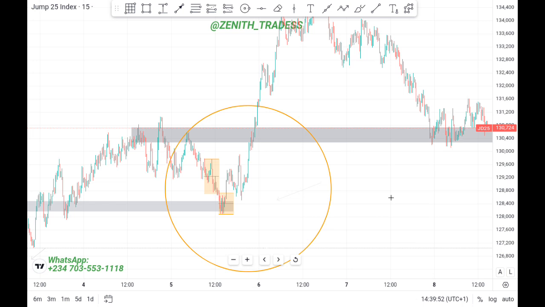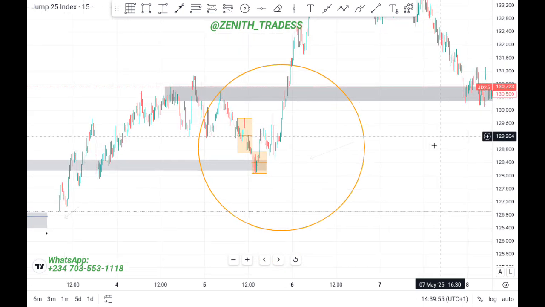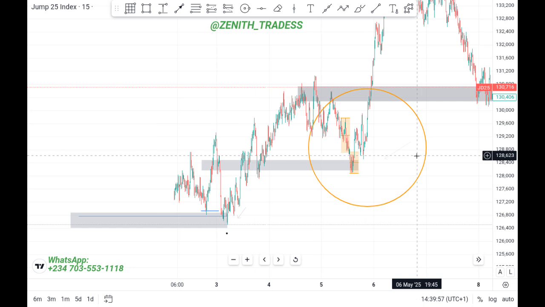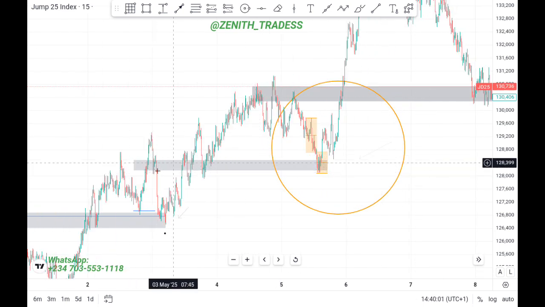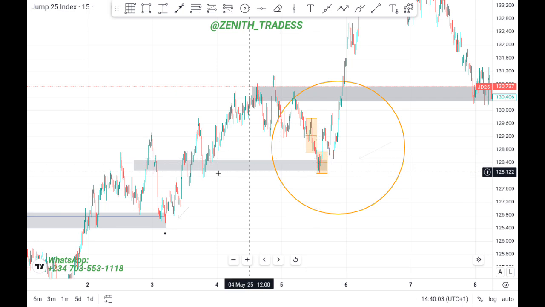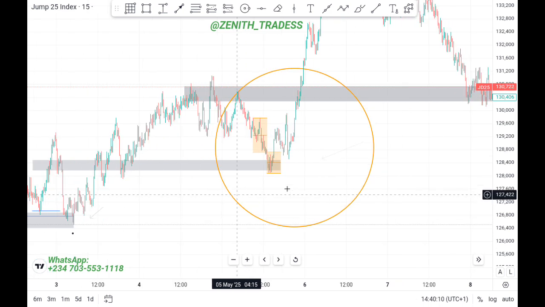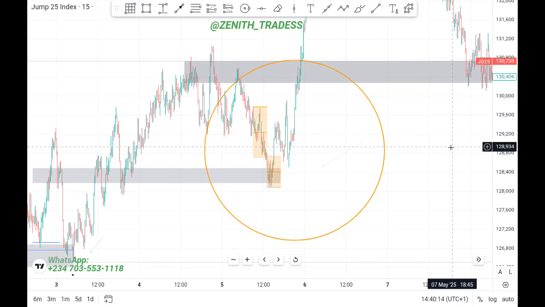Why is it giving us the confirmation? Because it's tapped on our mitigation block. Here you're not seeing that as a mitigation block, but on 4H it is a mitigation block. That's why the 4H structure is more clear to see. M15 should just be your execution. Try to mark structures on 4H.